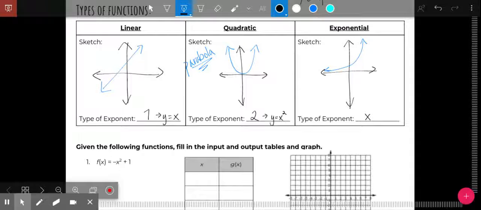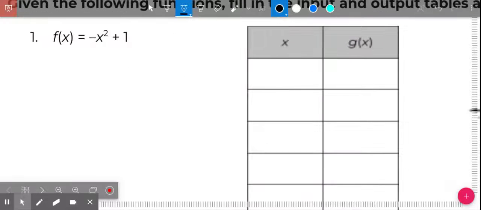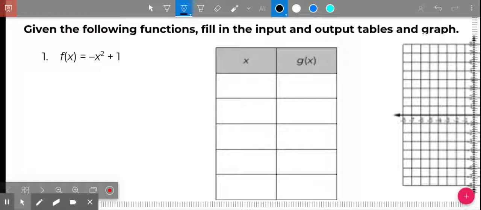All right, so we're going to go through and graph one of each of these types of functions, so we can get familiar with what they look like again. Looking at the first one, it says given the following functions fill in the input and output tables and graph. So we have f of x equals negative x squared plus 1. Okay, so we're going to fill out our input and output table. Remember, the table is always going to have negative 2, negative 1, 0, 1, and 2.